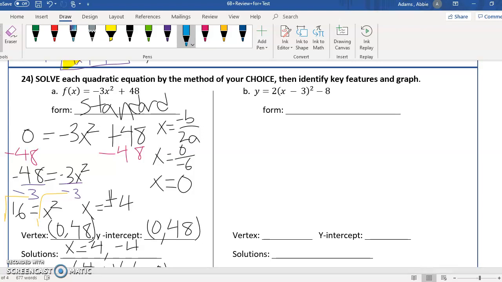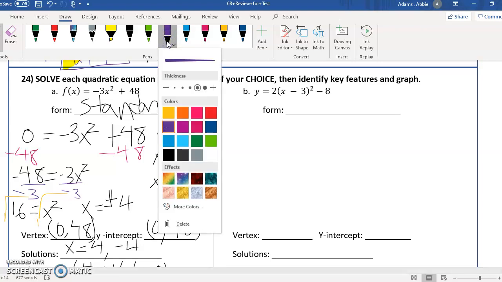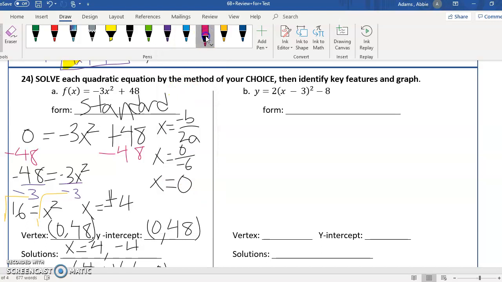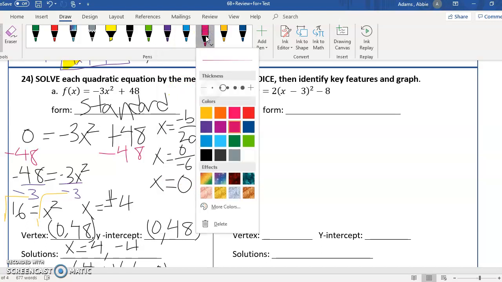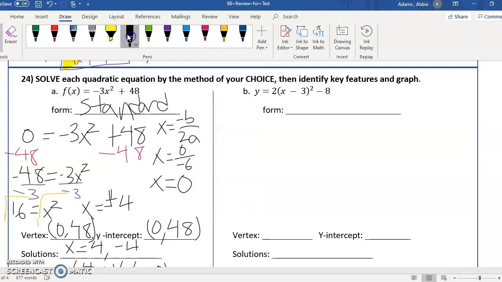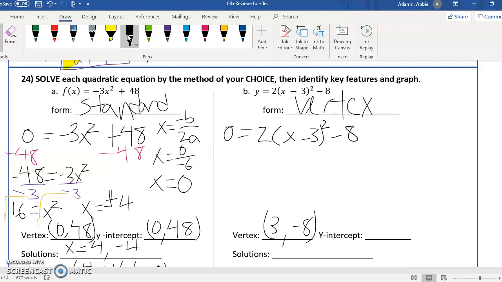So y equals 2 multiplied by (x minus 3) squared minus 8. That is in vertex form. So let's write that out as vertex form here. So we already know that the vertex is going to be (h, k), so (3, negative 8). And let's solve this one by the square root method as well. I feel that the square root method is probably your quickest method to solve these equations. So I've got 0 equals 2 multiplied by (x minus 3) squared minus 8.